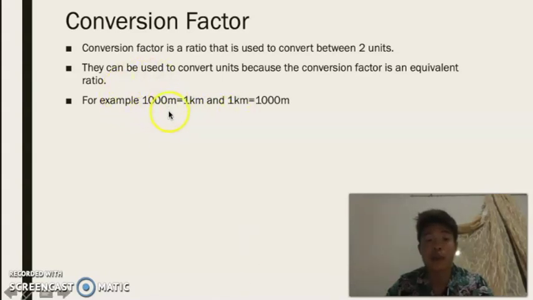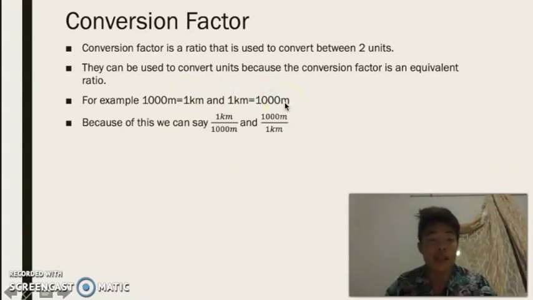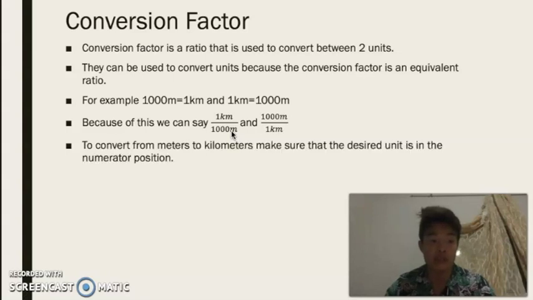So for example, 1,000 meters is equal to 1 kilometer, and 1 kilometer is equal to 1,000 meters. Since the two are equal to each other, we can put them as a fraction where 1 kilometer over 1,000 meters is equal to 1. Since 1 kilometer equals 1,000 meters, it is the same as multiplying by 1 over 1, which would not change the equation. To convert from meters to kilometers, you want to make sure that the desired unit is in the numerator position.